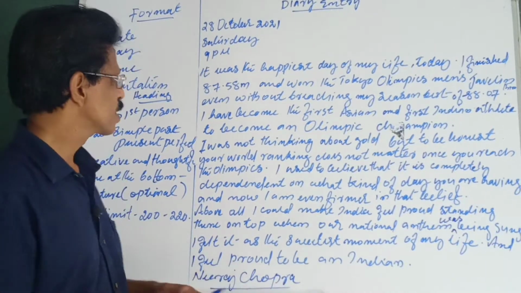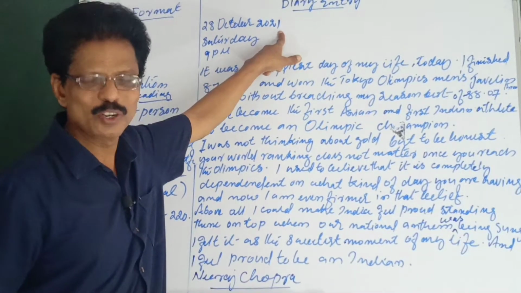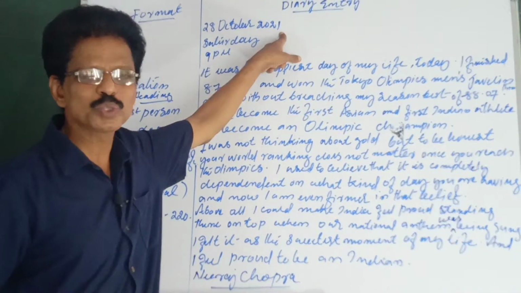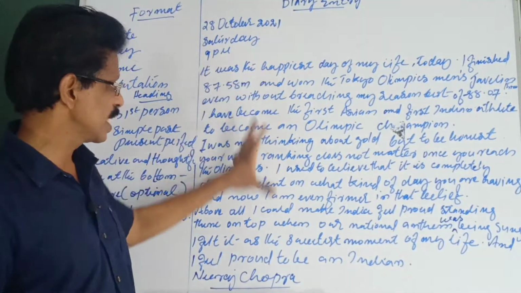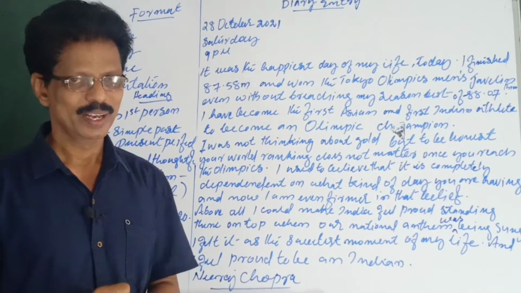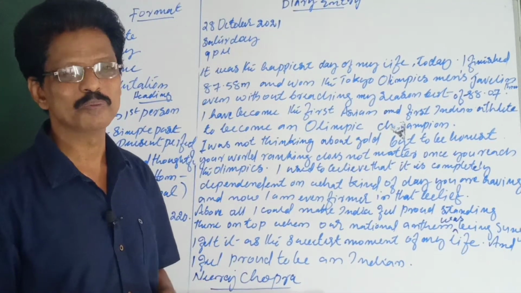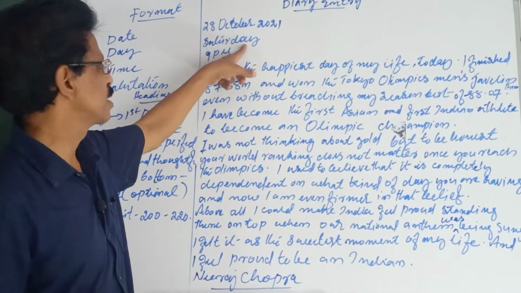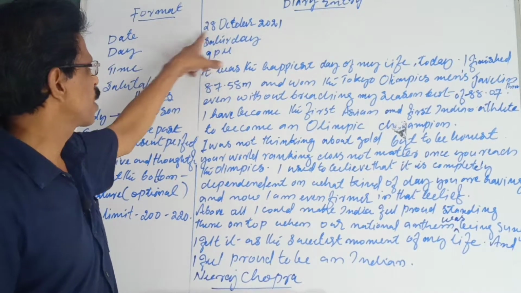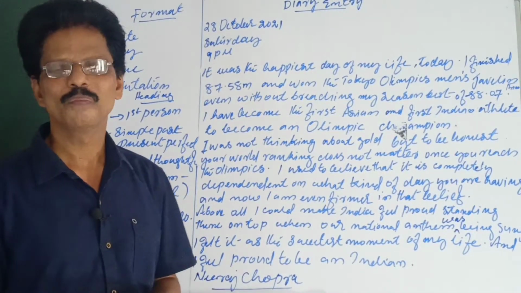So, 28th October 2021 is the date today, is it not so? Not necessarily this one; it can be according to the question. If the question is how Neeraj Chopra felt on the day when he won the gold medal, you should mention the date when he won the gold medal. Then, Saturday today? It is not Saturday today. Actually, Neeraj Chopra won on a Saturday, that's why it is mentioned there. So you can rewrite according to the day when he won the gold medal.